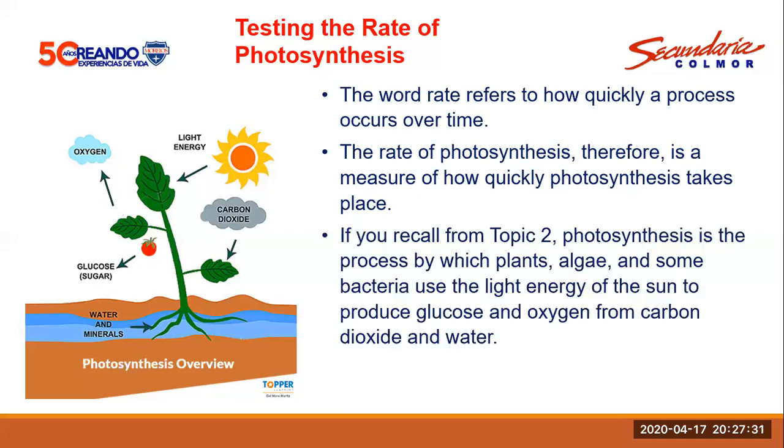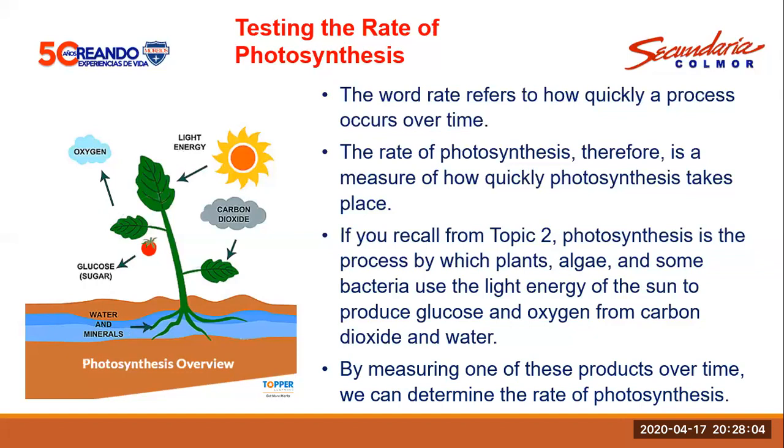Now, let's recall from topic number 2 that photosynthesis is a process by which plants, algae or aquatic plants, and some bacteria, not all of it, but some bacteria, use the light energy of the sun to produce glucose and oxygen, right? These two products from carbon dioxide and water, yeah? And obviously, sunlight. So by measuring one of these products, the light, the carbon dioxide, or the water, we can determine the rate of photosynthesis.